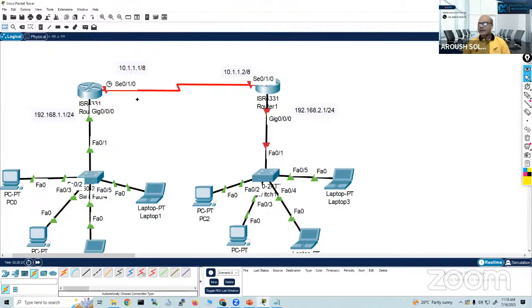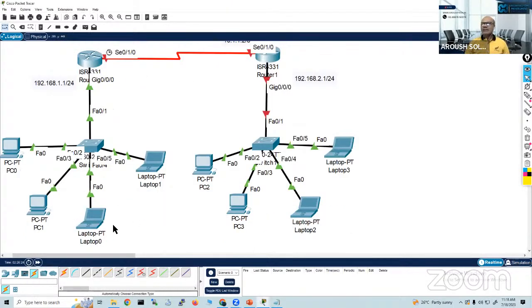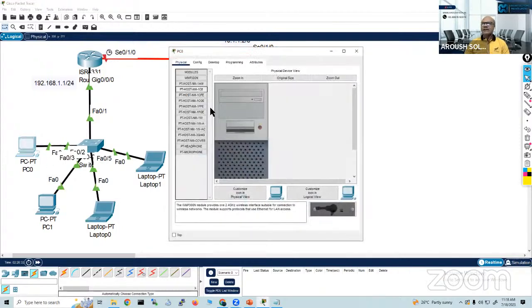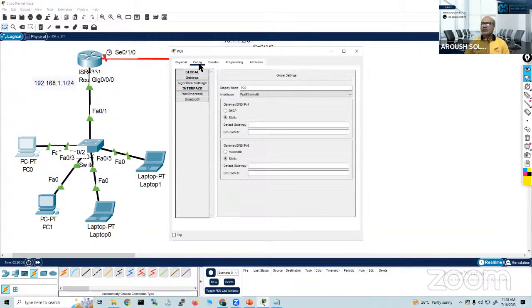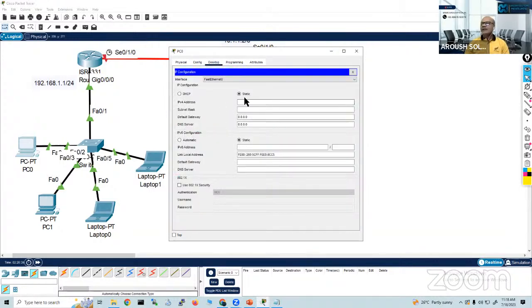Okay, the new thing I'll tell you guys today. Now, these are the list of PCs I have connected here. I want to assign the IP address. Just click on the PC, configuration or desktop, IP config, and static. Manually, we'll give the IP address, right? But now I will not give it manually. I want to get the IP address automatically.